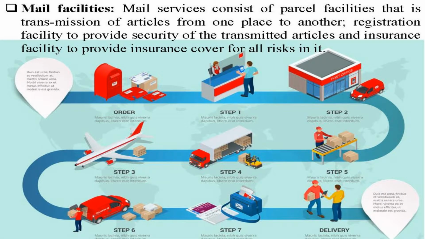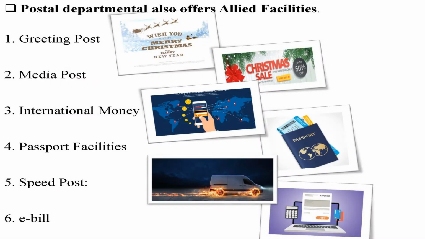Mailing facility consists of parcel facility, that is transmission of articles from one place to another place; registration facility, to provide security for the transmitted articles; and insurance facility, to provide insurance cover for all risk in it. Then the postal department also offers allied services, other services: greeting post, media post, international money transfer facility, passport facilities, and speed post facilities.